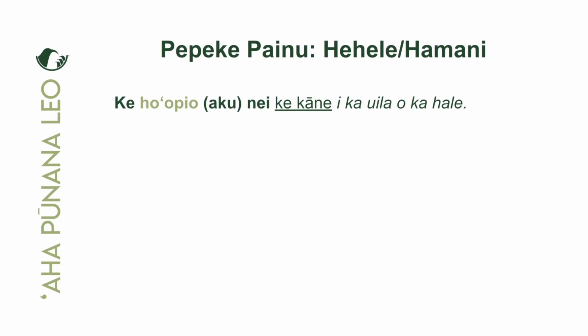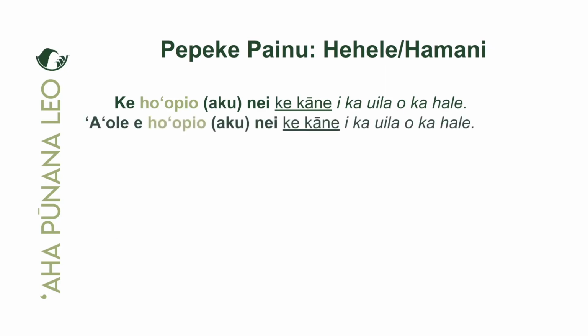To negate that, what do we need to do? Pololei, we just have to add on the word ʻaʻole, and then k becomes a, and everything else stays the same. ʻAʻole e hoʻopio aku nei ke kane i ka wila o ka hale. So now it's saying that the guy is not turning off the electricity right now. He is not doing it right now. ʻAʻole. Maikaʻi.